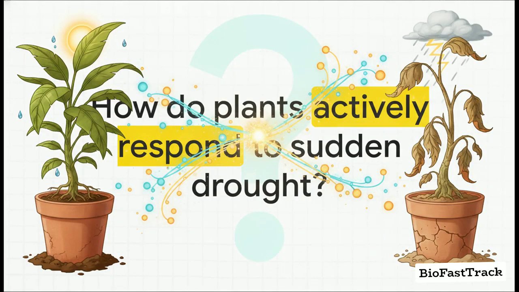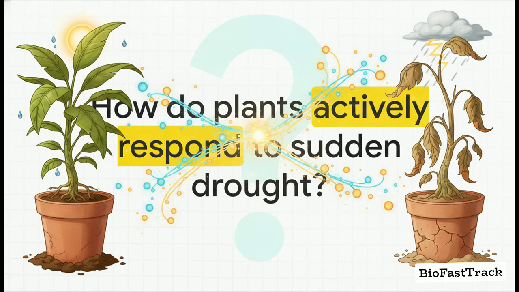Okay, I'll admit the anatomy is fascinating, but anatomy is static, right? It takes generations to evolve. My question is, what happens when a perfectly happy, well-watered plant is suddenly hit by a totally unexpected drought? How does it actively respond in real time before it just completely wilts and dies?